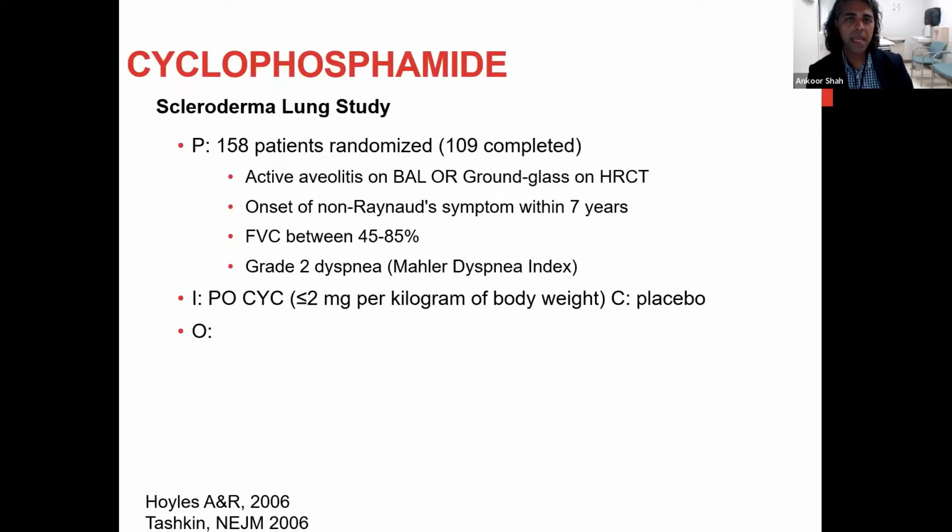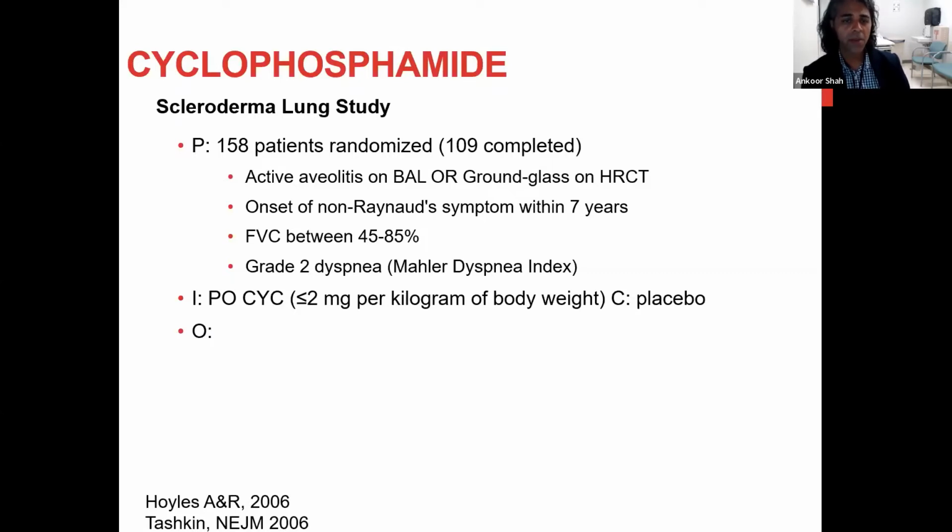The first major clinical trial for scleroderma, particularly with lung disease, is called the Scleroderma Lung Study, which was published in 2006, which looked at cyclophosphamide compared to placebo. These are patients with active alveolitis on high-res CT or bronch. They had relatively early disease within the first 7 years, and they had an FVC that identified a restrictive pattern. They also had to have dyspnea.